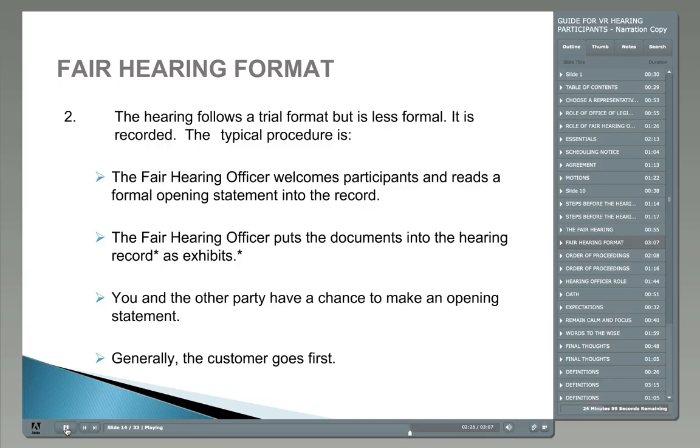Let's say, for example, it's a Medicaid case, or it's a case in which the agency has made some sort of movement to bring the case forward, in which case that agency may go first, because sometimes it's a little bit easier if the agency explains why they did what they did and how they did what they did and their decision-making process. It's a little bit easier for then the customer or the consumer to understand that and then begin to put on an effective case for themselves. But in most cases, the customer goes first.